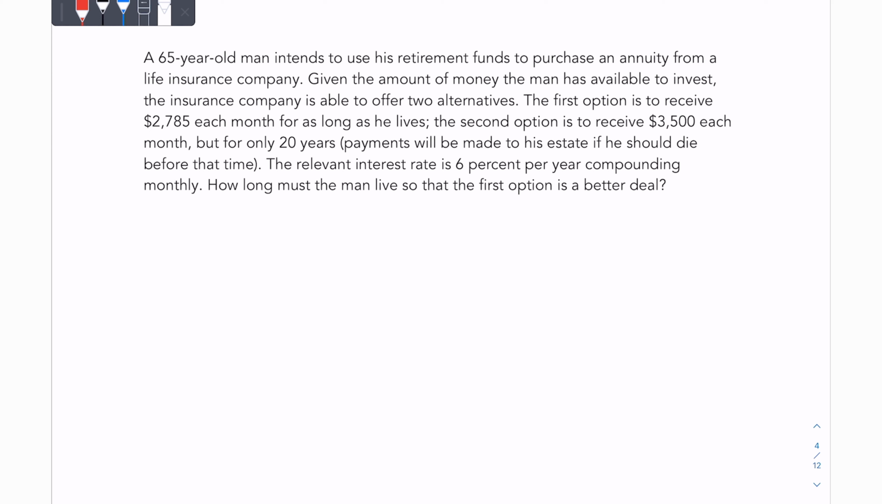So what I would start by doing here is finding the present value of the annuity that we have all the information for, and that is the second option. If I look at that second option, it is $3,500 each month for 20 years. So that would be a payment of $3,500. I'm going to find the present value of this annuity using the ordinary annuity formula.